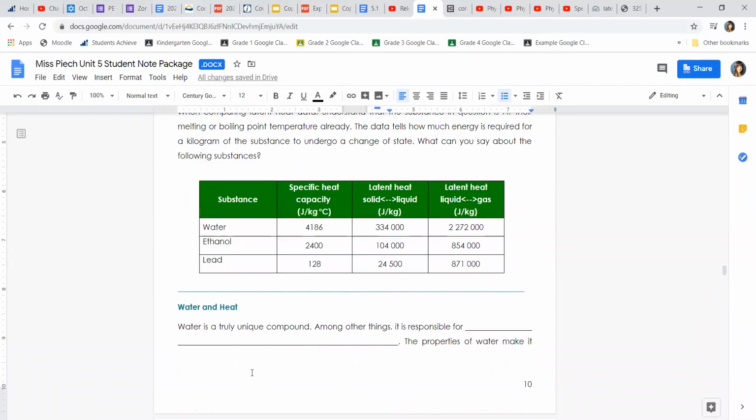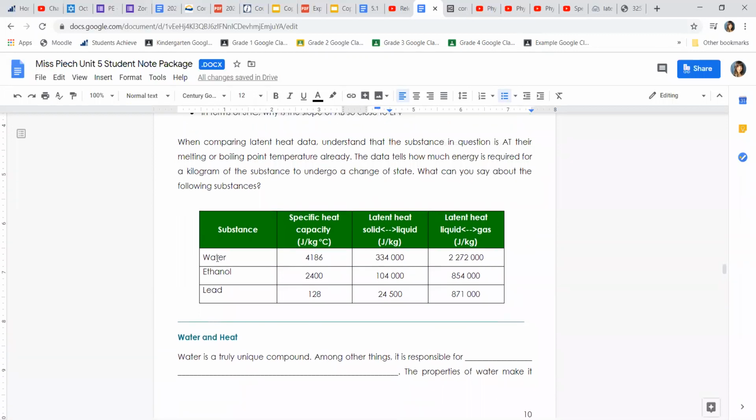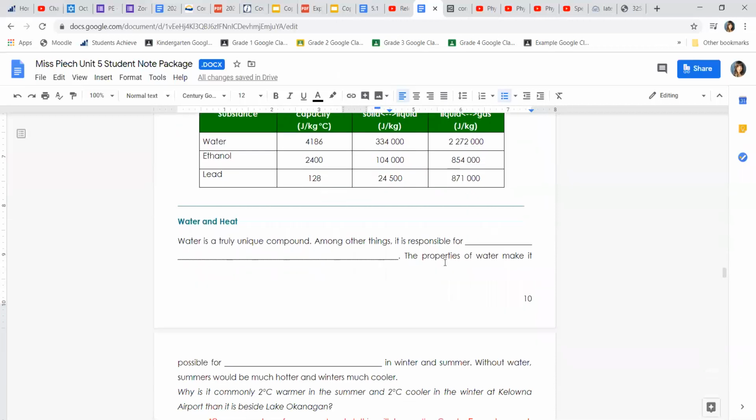Okay, so here we have a few different substances, and we go through their specific heat capacities and the latent heat. Here you'll notice that going from a solid to a liquid requires 334,000 joules per kilogram. And going from a liquid to a gas requires 2,272,000 joules per kilogram. So it takes a lot of heat for water to warm up and transition into the next phase.